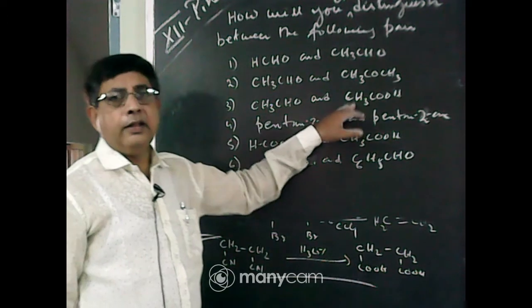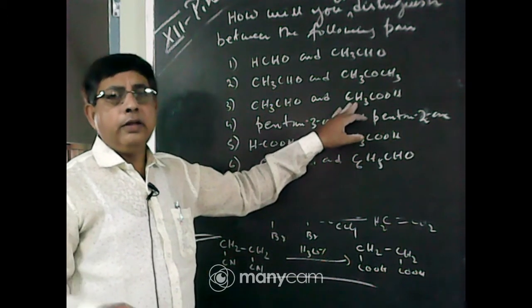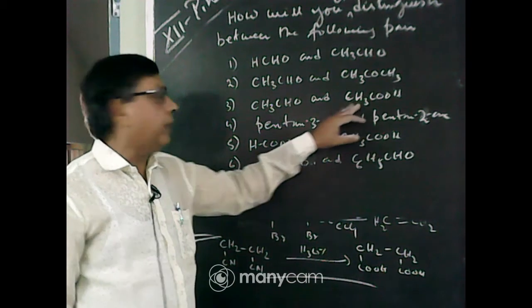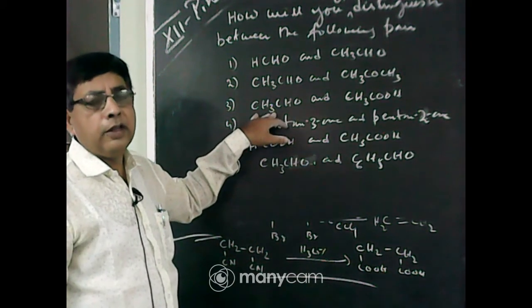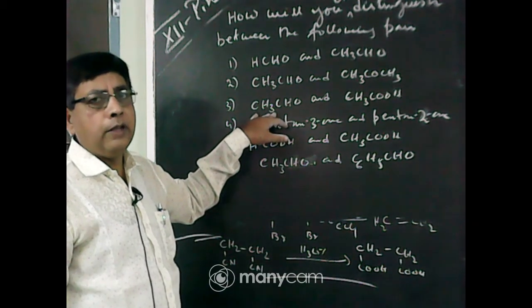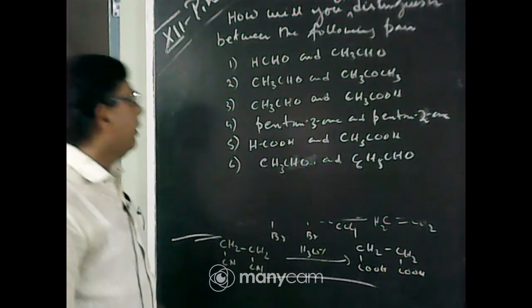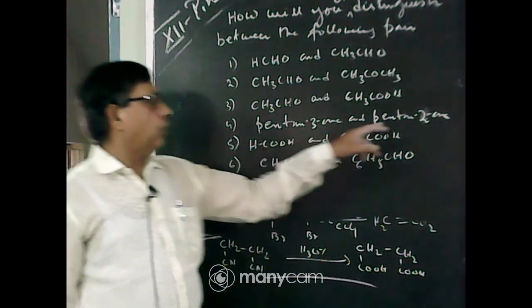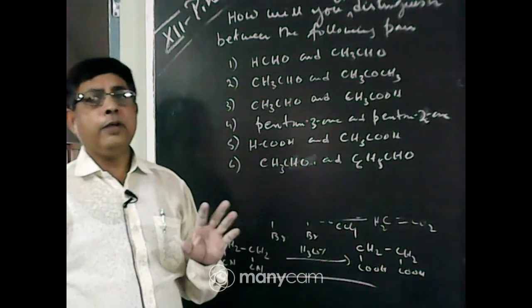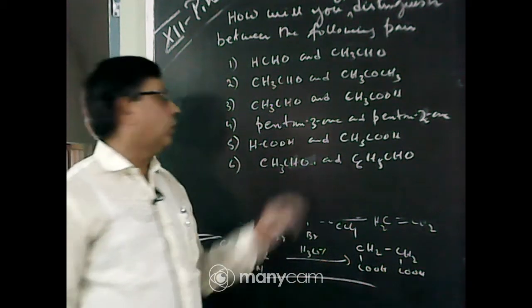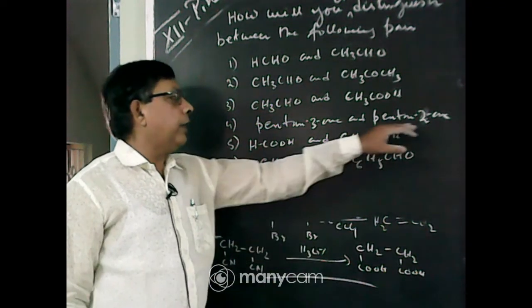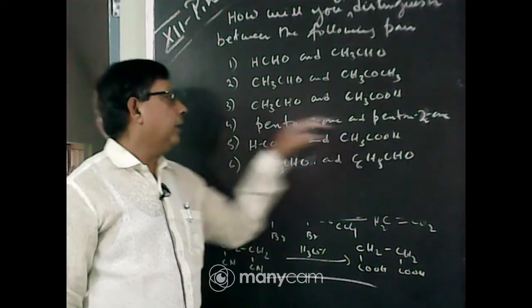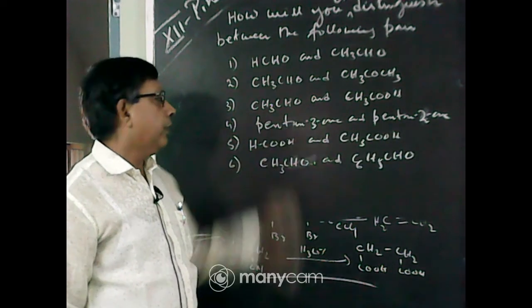Acetaldehyde and acetic acid, this is an acid. So when it reacts with sodium bicarbonate solution, there is effervescence of CO2 gas. But acetaldehyde gives no effervescence of CO2 gas with sodium bicarbonate solution. Pentan 3-one and pentan 2-one. Pentan 2-one has a ketomethyl group, CH3CO, but pentan 3-one has no ketomethyl group. So pentan 2-one responds to the iodoform test, pentan 3-one does not.